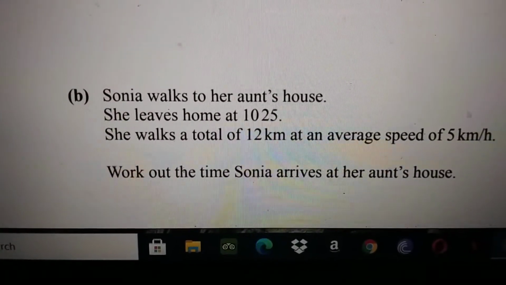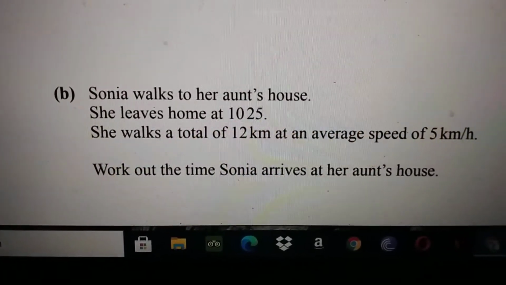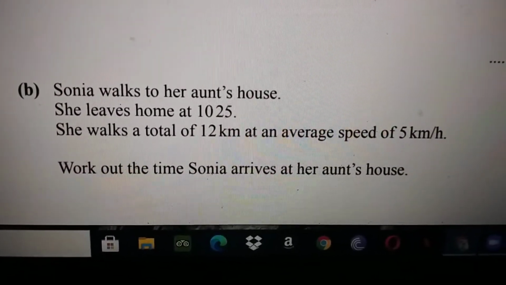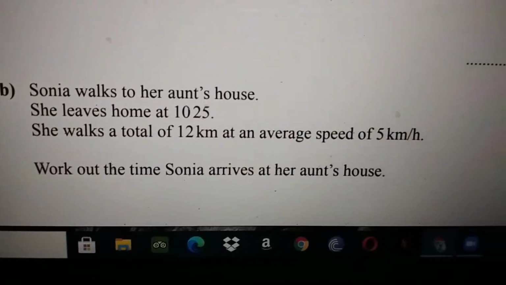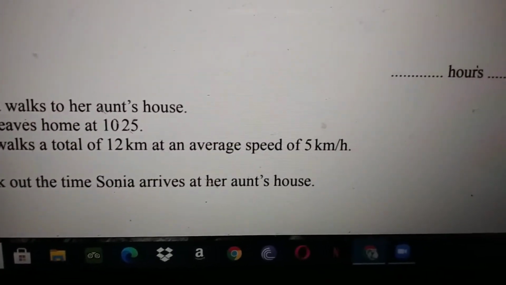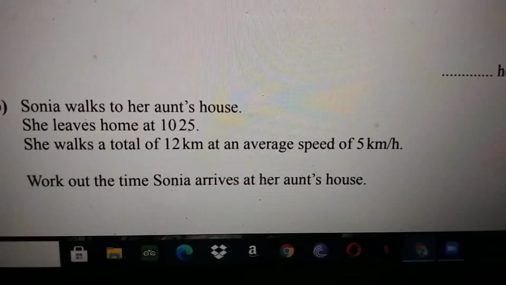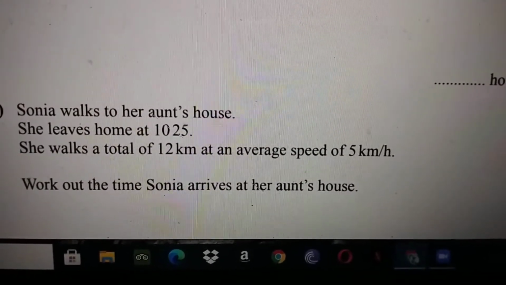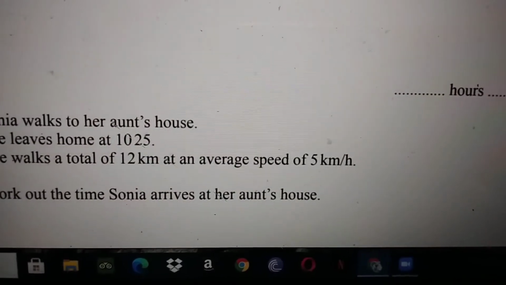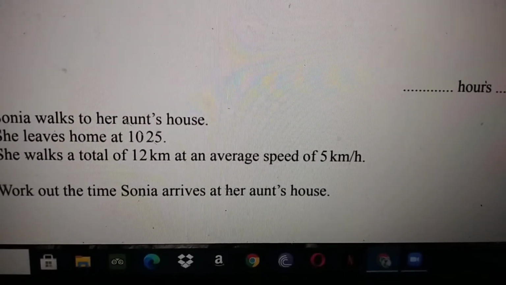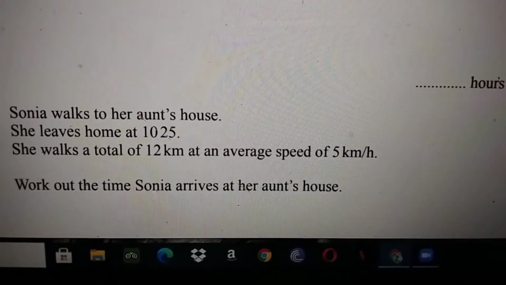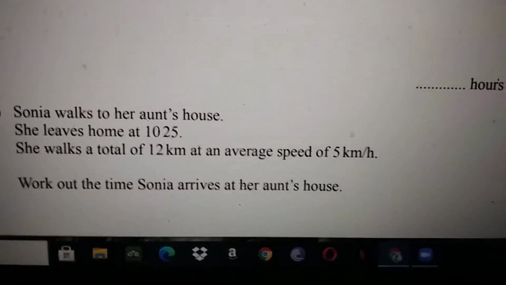The second part is: Sonia walks to her aunt's house. She leaves at 10:25 and she walks a total of 12 kilometers at an average speed of 5 kilometers per hour. So here they did not give the time but gave the distance and the average speed. Average speed is equal to total distance upon total time, so time will be equal to distance upon speed.